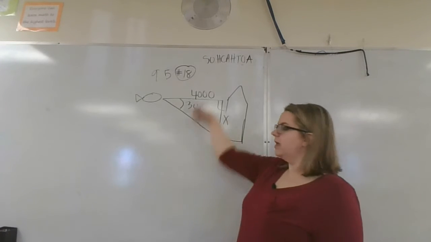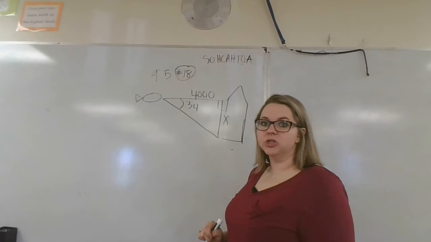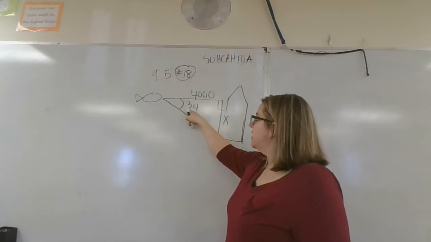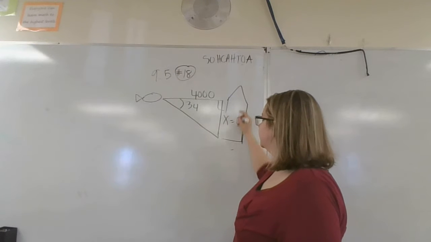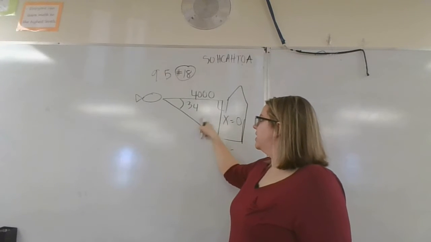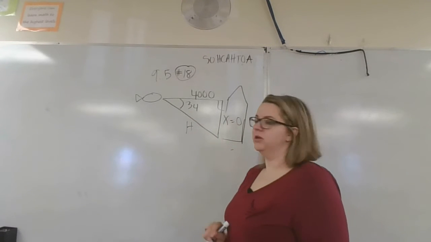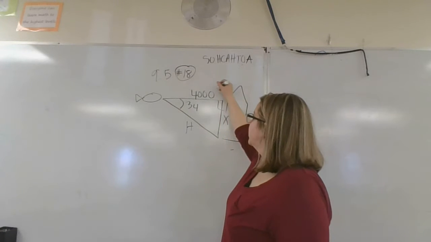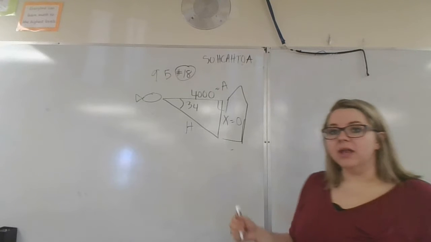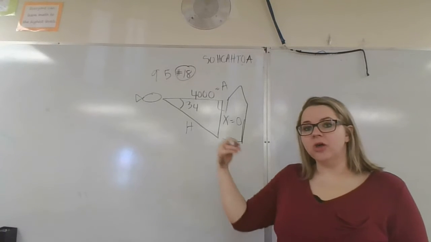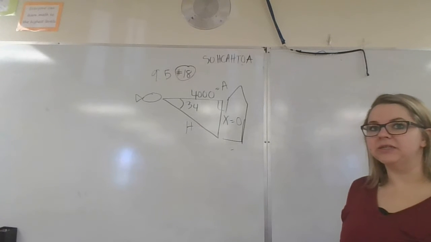Well, let's label all our sides of our triangle first. When I'm looking at this angle, X is my opposite side. Across from my 90-degree angle is my hypotenuse. And then this guy right here is my adjacent side. So what can I use? Sine, cosine, or tangent that has opposite and adjacent in it?